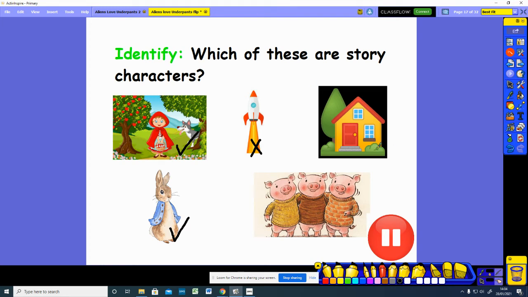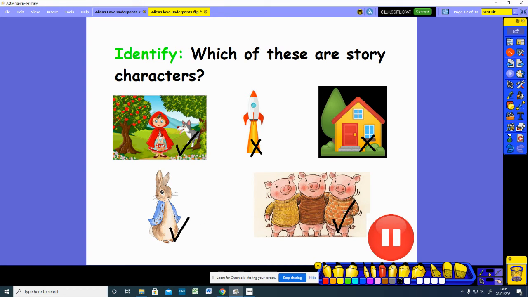Let's have a look at this picture. This is a picture of a house. Lots of stories happen in houses, but is a house a story character? No, it isn't. A house is not a person or an animal in a story. Have a look at the final picture. This is a picture of the three little pigs. Are the three little pigs story characters? Yes, they are. They are the three main characters in the story, The Three Little Pigs.